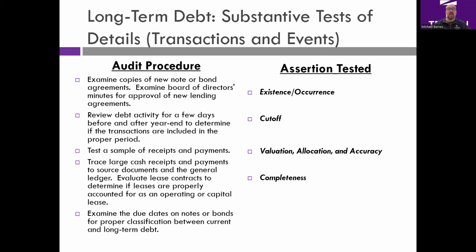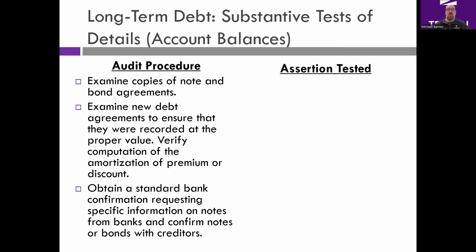And then examine the due dates on notes or bonds for proper classification between current and long-term debt. That's obvious. We use the word classification right there. All right, so those are tests of transactions and events. Let's talk about how we would test the account balances. Examine the copies of note and bond agreements. It doesn't really tell us what we're examining for, but usually when we talk about this, we're talking about, is this an obligation the entity has to meet, which would be rights and obligations.